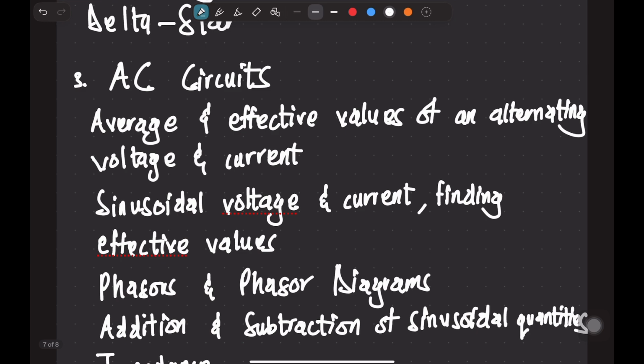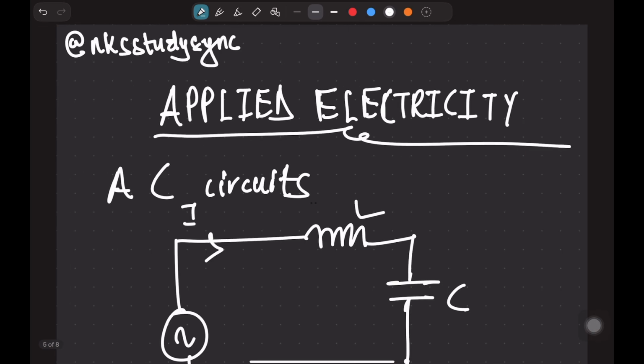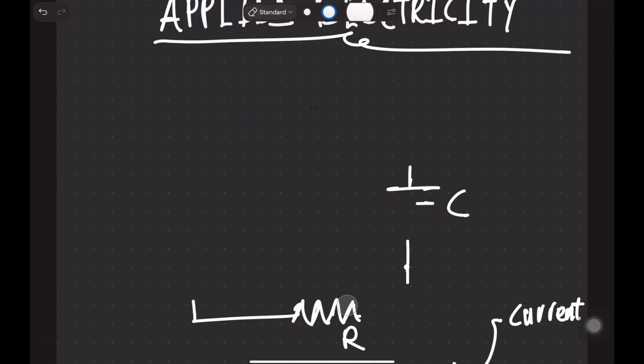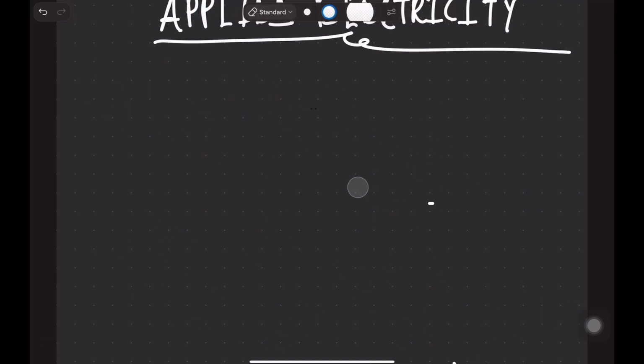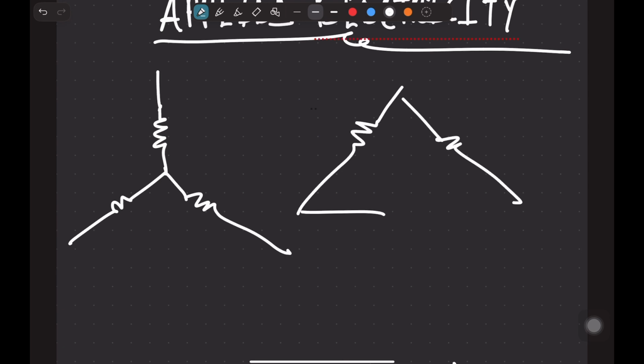After fully exhausting AC circuits, we would move to three-phase circuits, and we would discuss the relationship between line and phase voltages and line and phase currents. We would also move to the types of three-phase loads, mainly star and delta.